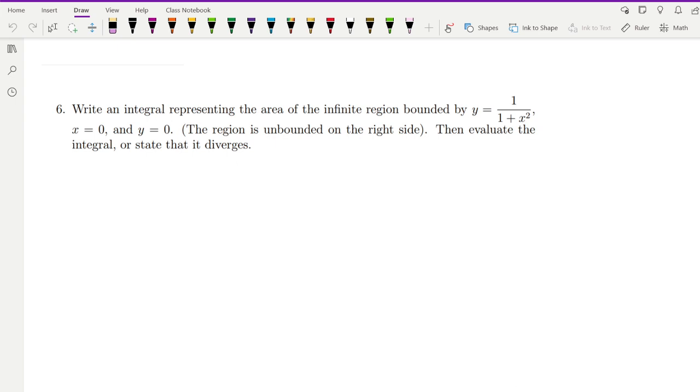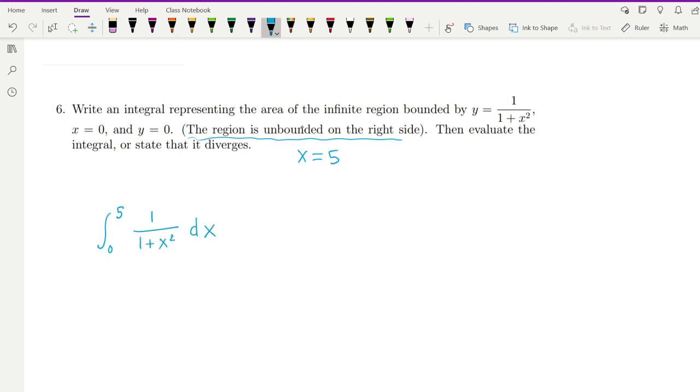All right, so next up we have this question asking us to write an integral representing the area of the infinite region bounded by y is equal to 1 over 1 plus x squared, x is equal to 0, and y is equal to 0. And then it says the region is unbounded on the right-hand side. So let's say that instead it didn't say the region is unbounded. Maybe it said and x is equal to 5. So what would that integral look like? Well, that would just be the integral from 0 to 5 of 1 over 1 plus x squared dx, right?